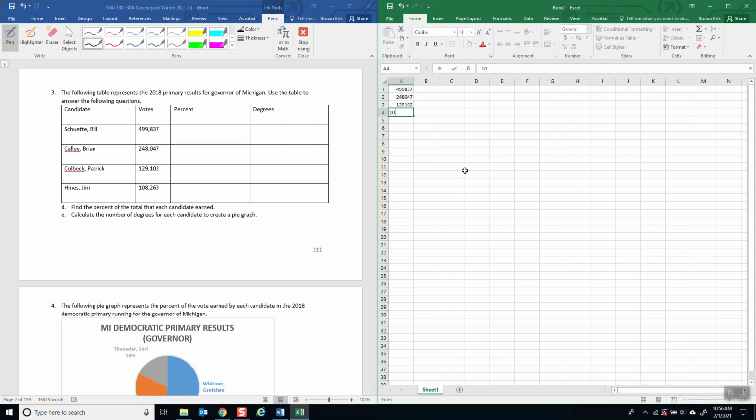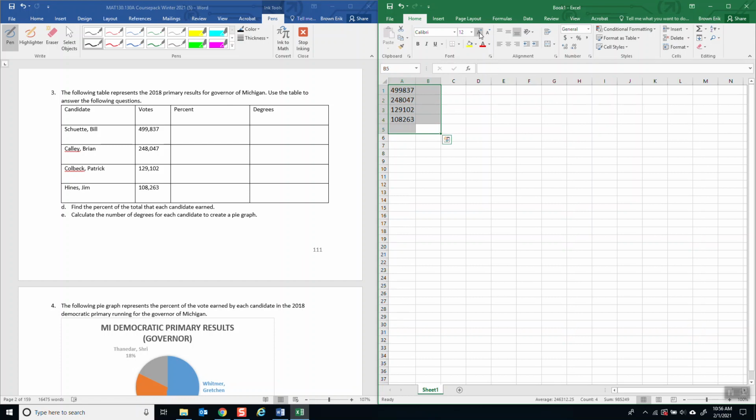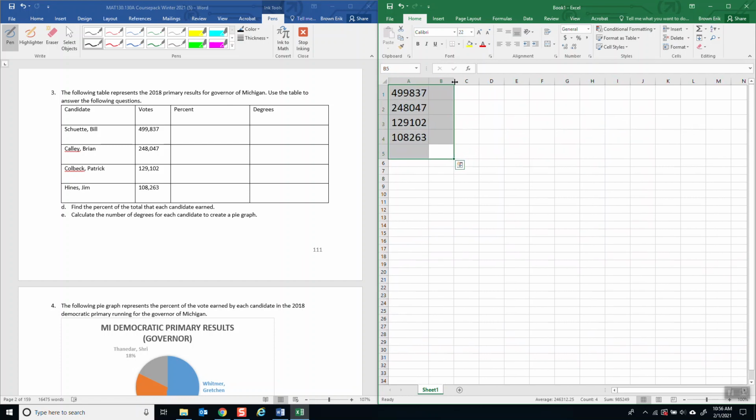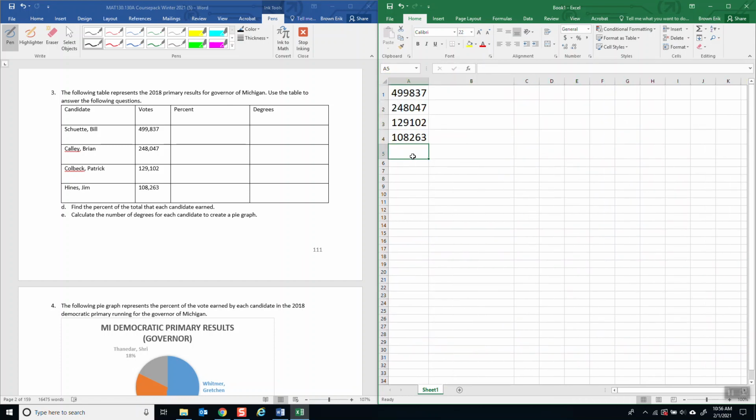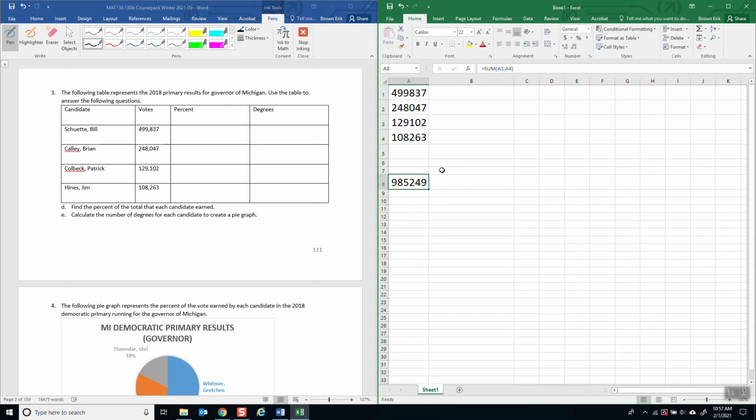Hopefully I don't make any mistakes. Let me make this a little bigger for all of us. So here's the votes that each got. Now the things that we need is we need the total. So let's get the sum of this and we'll see how many people voted in this primary. There's that. Maybe I'll move it so it's not directly a part of it.